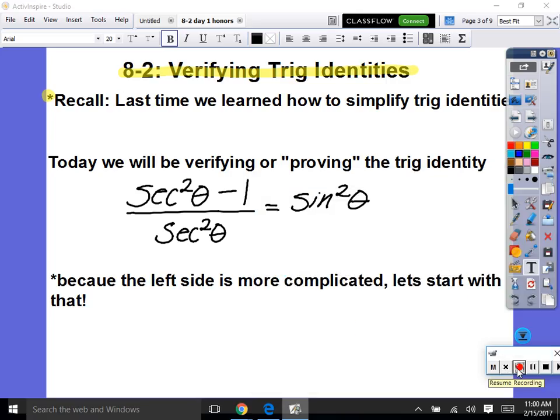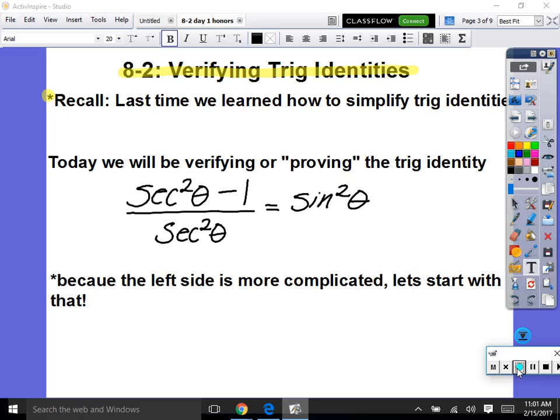So I don't even think you need to take notes today, but I do need you watching and paying attention. So today we're doing 8-2, and what we're doing is instead of simplifying trig identities, we're going to be verifying trig identities. So before, as you went around the room reviewing what we learned last time, you were only given this. For example, secant squared theta minus 1 over secant squared theta simplifies to be what? You went through the algebra and you came up with sine squared theta.